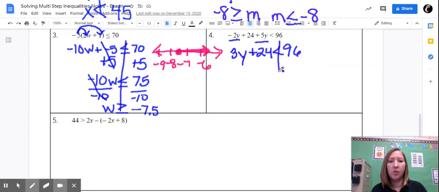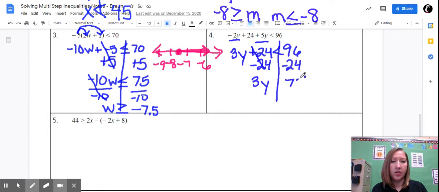All right, so I'm going to draw my line. And now I want to get y by itself. So I want to get rid of plus 24, and I'm going to do that by subtracting 24 on both sides. So what that leaves me with is 3y on the left, and when I subtract here, I'm left with 72 on the right. So I have 3y is less than 72.